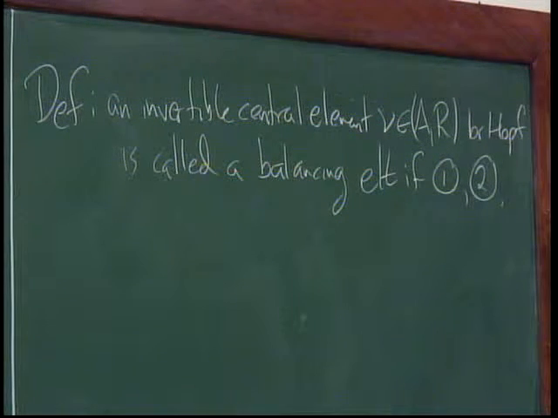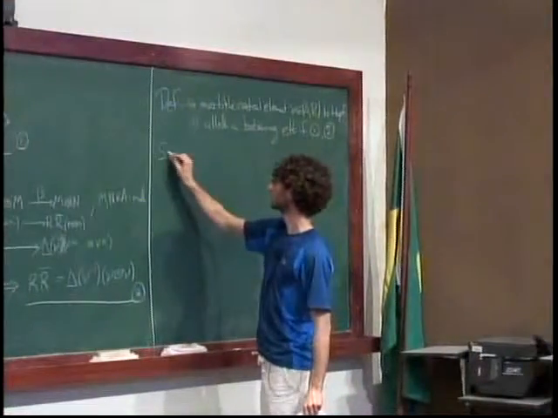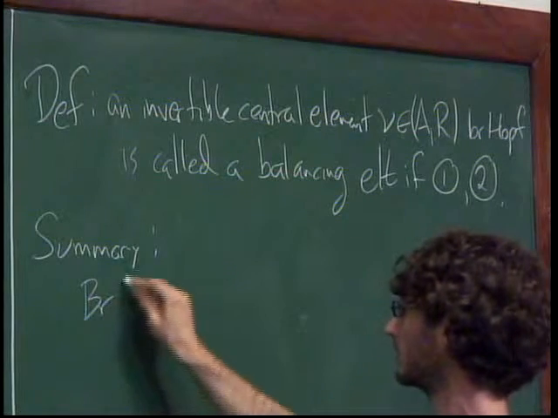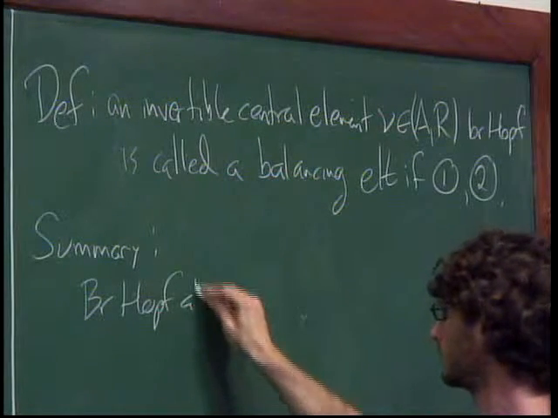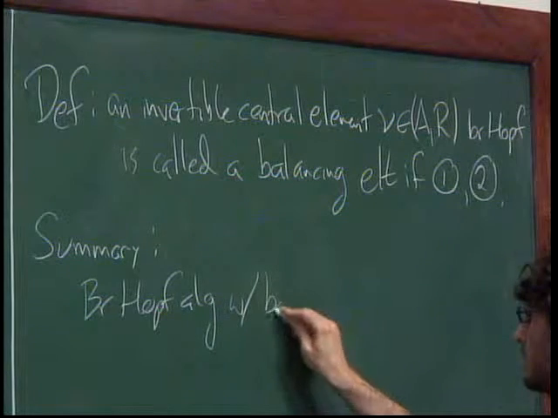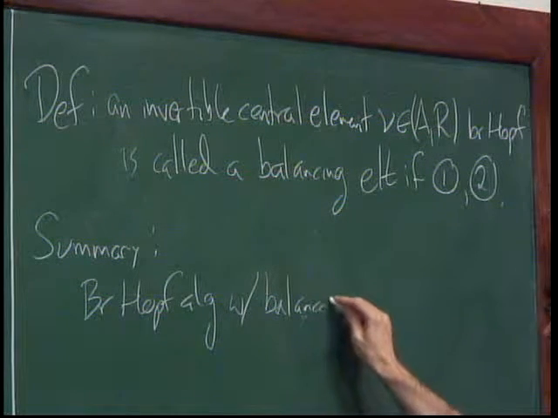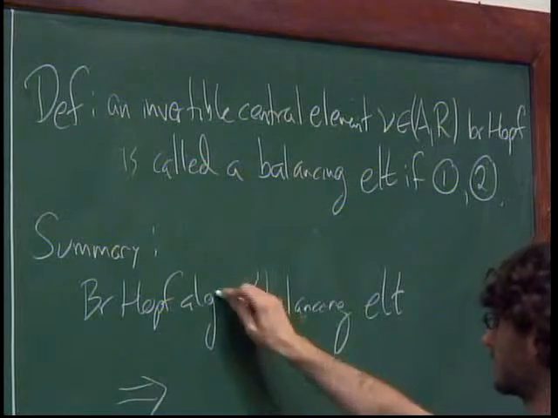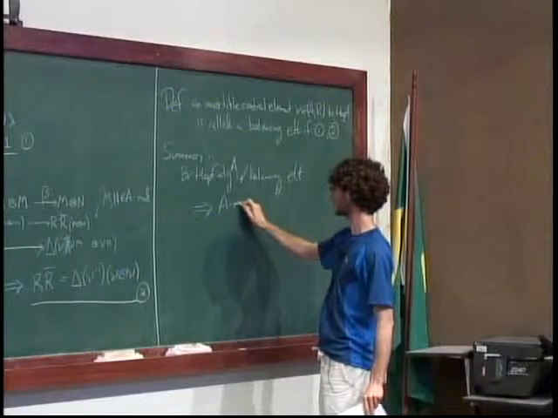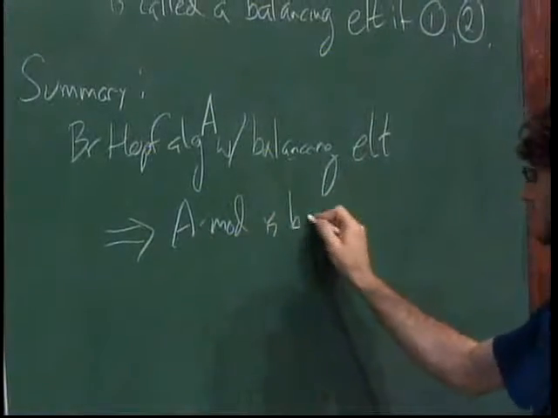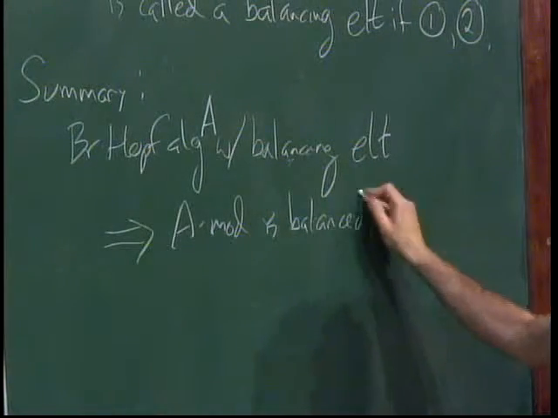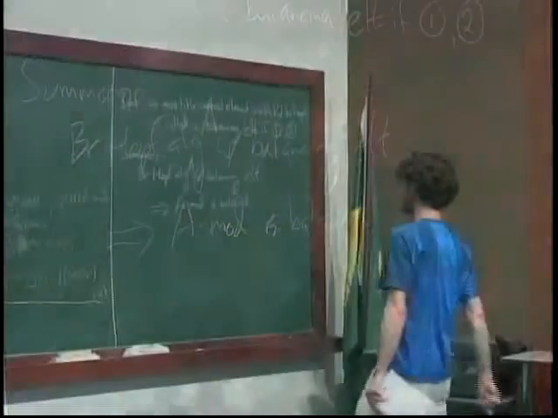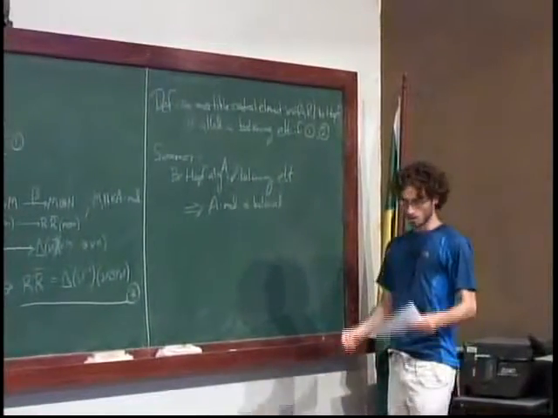And so by construction, if you have a braided Hopf algebra with a balancing element, then say it's called A, then A mod is balanced as a tensor category as defined over there. Again, just by construction.